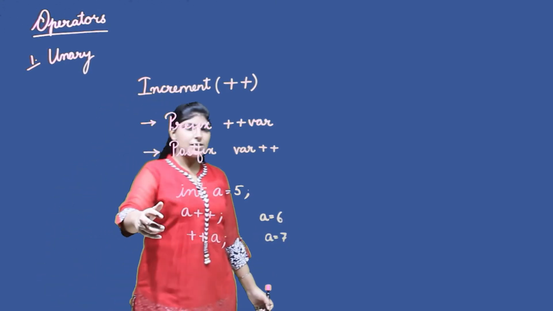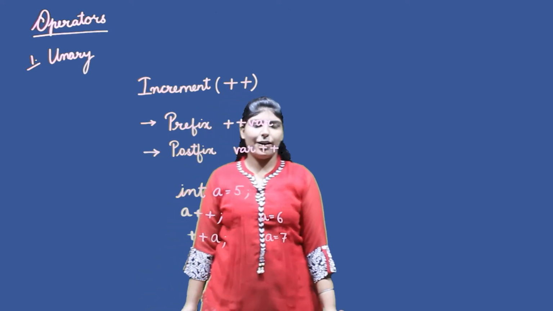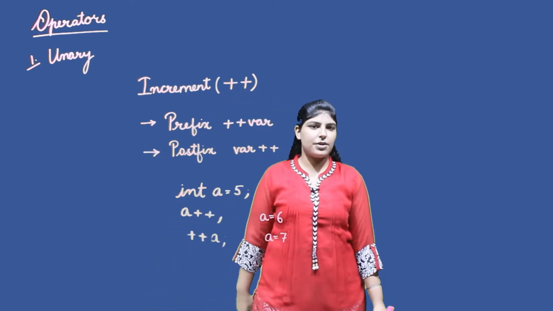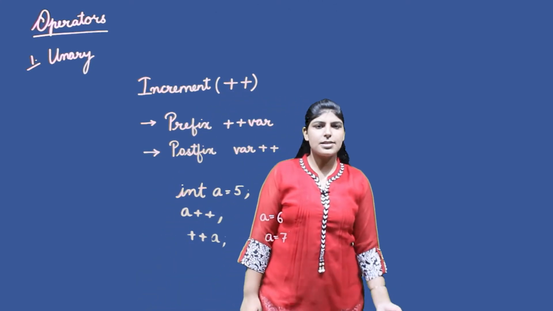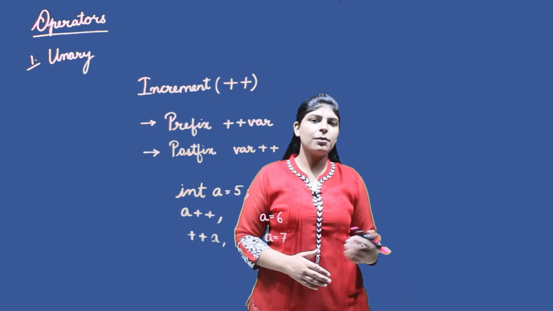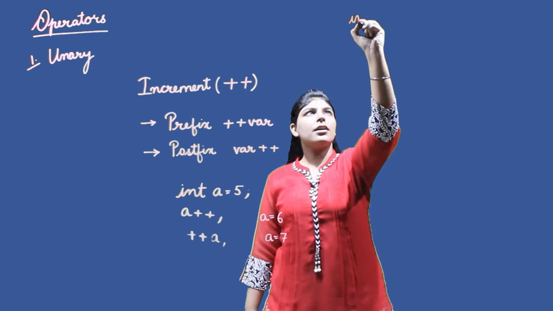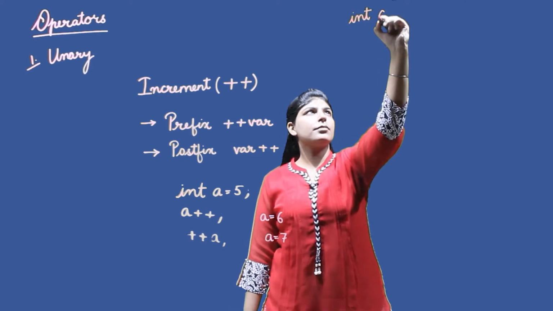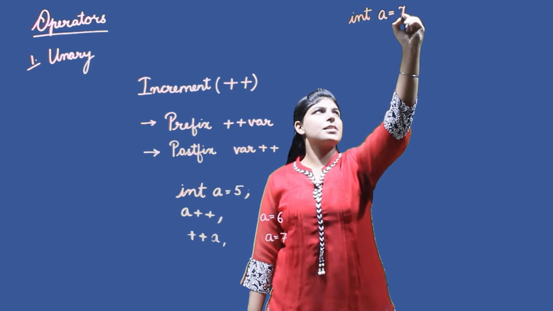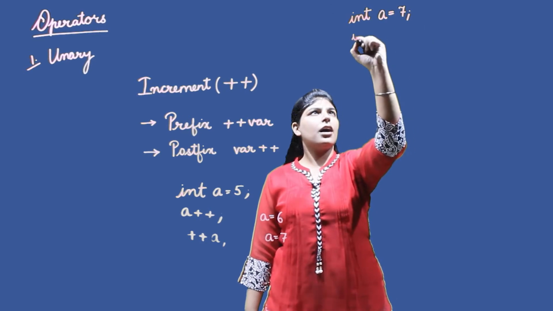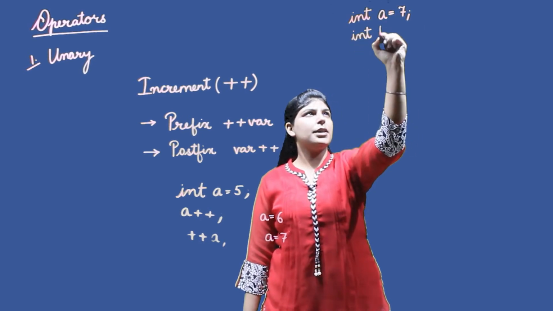Now both of these are used to just add 1 to the value. So what is the difference between prefix and postfix? The difference comes when we are performing more than one operation in a single line. Let's take an example. I have a variable a whose value is 7. I have two more variables b and c.